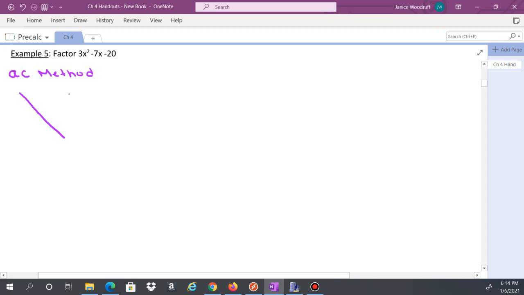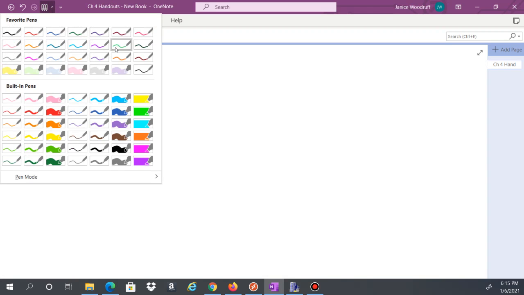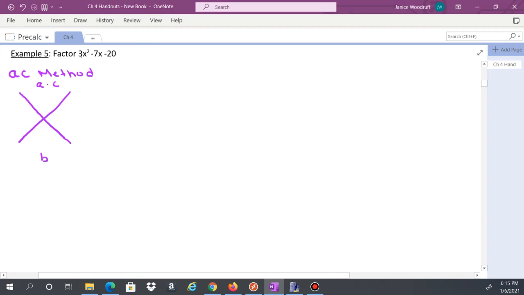So you're going to make kind of a big X, and you can surround that with a diamond if you like. In the top of this, you're going to do A times C, and in the bottom, you're going to put your B. Okay, so A times C is going to be 3, and you're just pulling the coefficients. So 3 times negative 20 gives us a negative 60. And then in the bottom, your B value, negative 7.